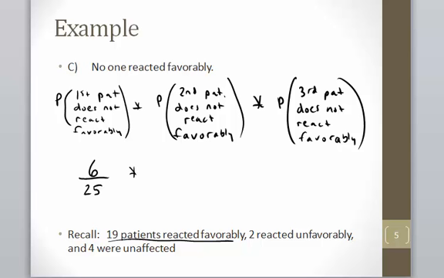All right, what about our second patient? Now remember that we have pulled out one patient who does not react favorably. So either this 2 or the 4 has been reduced by 1. And so the total number of patients is now down to 24. And instead of having 6, we now have 5.